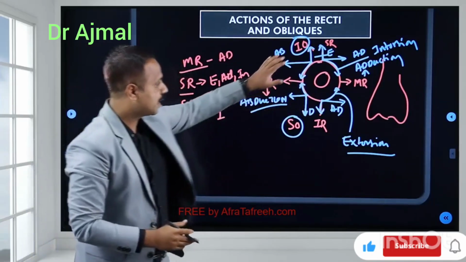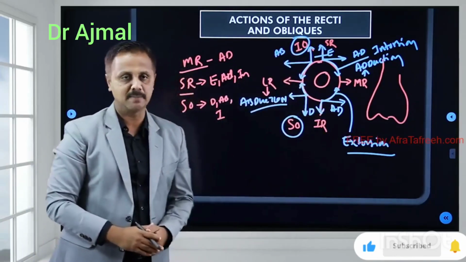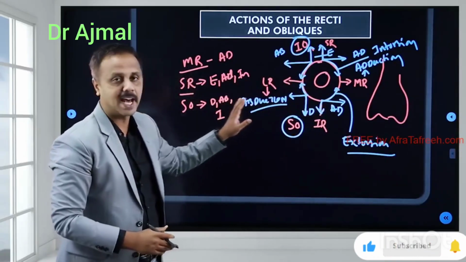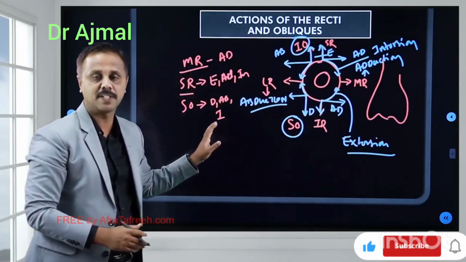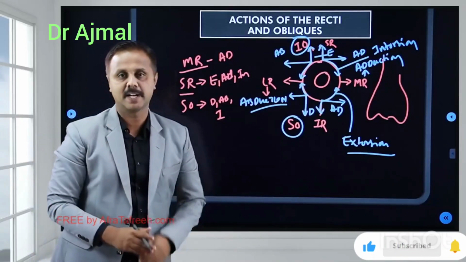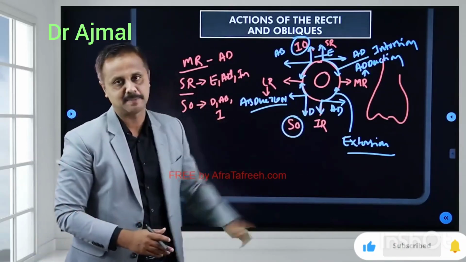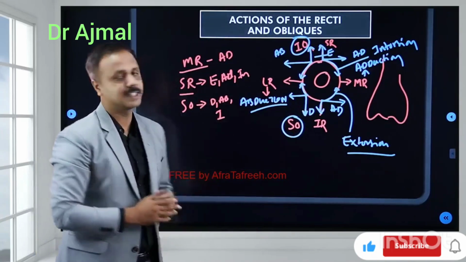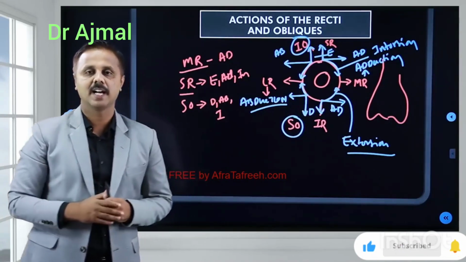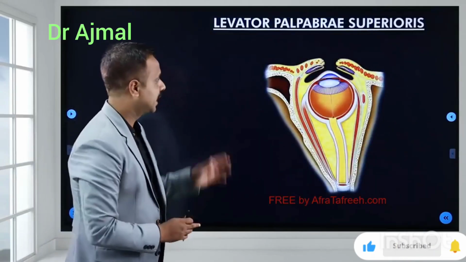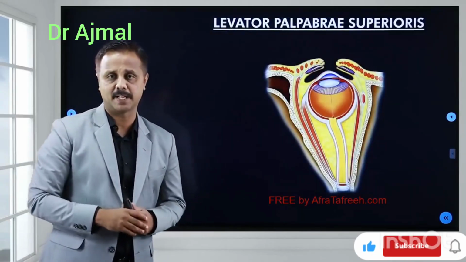Right? If you remember this one important diagram and if you know how to draw this diagram, the muscles and actions of these muscles of the eyeball become very clear and very easy. You need not mug up the actions, just remember this diagram. Right? This is regarding the detailed actions of the recti and the obliques. One more extraocular muscle that we have is levator palpebrae superioris.